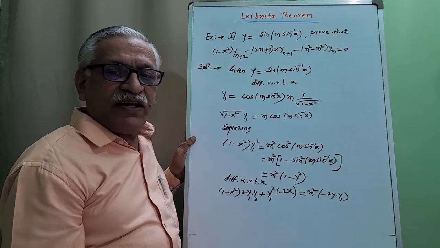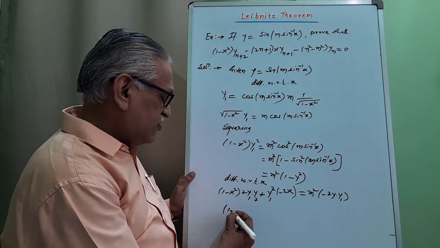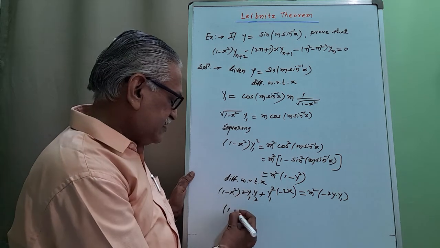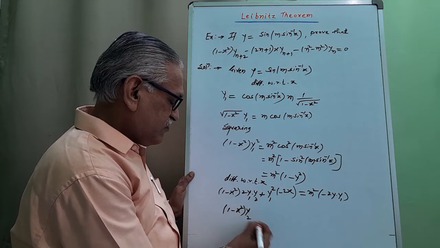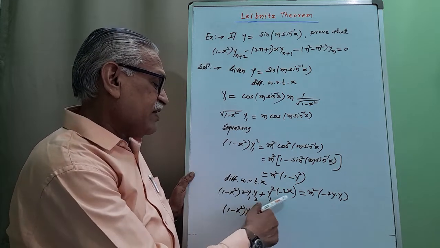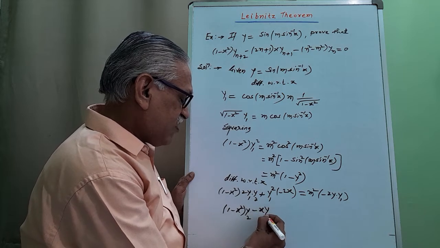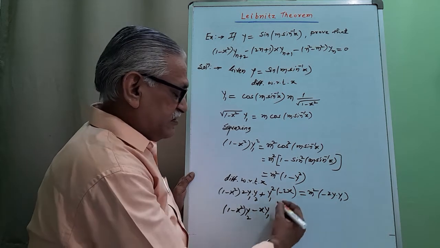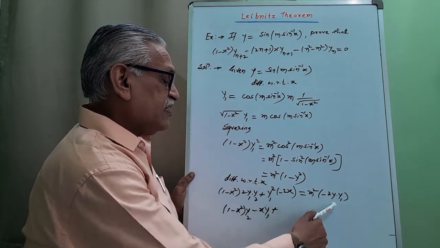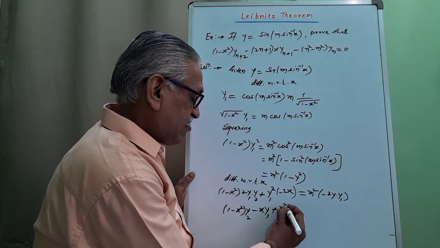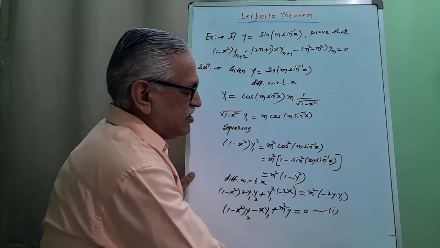Then dividing by 2y1 throughout to get the intermediate result: (1 minus x square) y2, dividing by 2y1, 2 gets cancelled, y1 gets cancelled, we get minus x y1, and this if you transfer to the left side it becomes plus; 2y1 gets cancelled, remaining is m square y, and that is equal to 0. We call this result number 1.